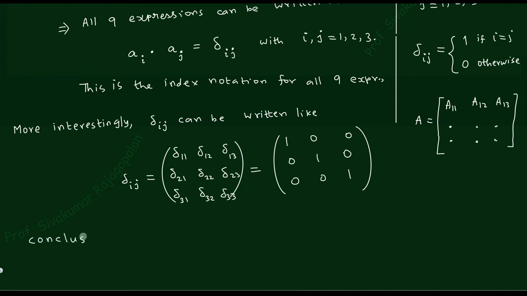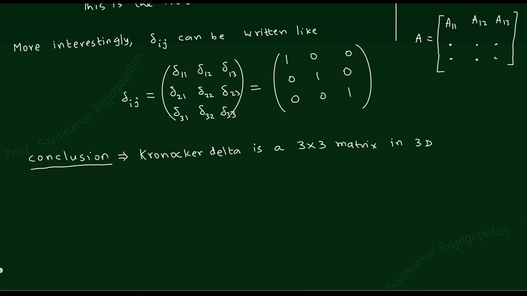That's a conclusion. I'll write down that conclusion. The so-called Kronecker delta is now a 3 by 3 matrix. It's a 3 by 3 matrix, but very important, in 3 dimension. In 4 dimension, it becomes 4 by 4. So that is the point to be noted. In 3 dimension, how do you know it is 3 dimension? It means i equal to 1 to 3, j equal to 1 to 3.